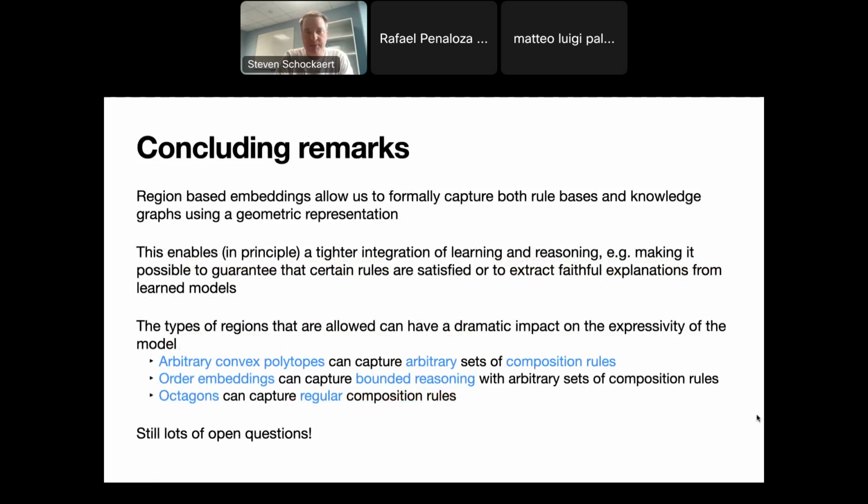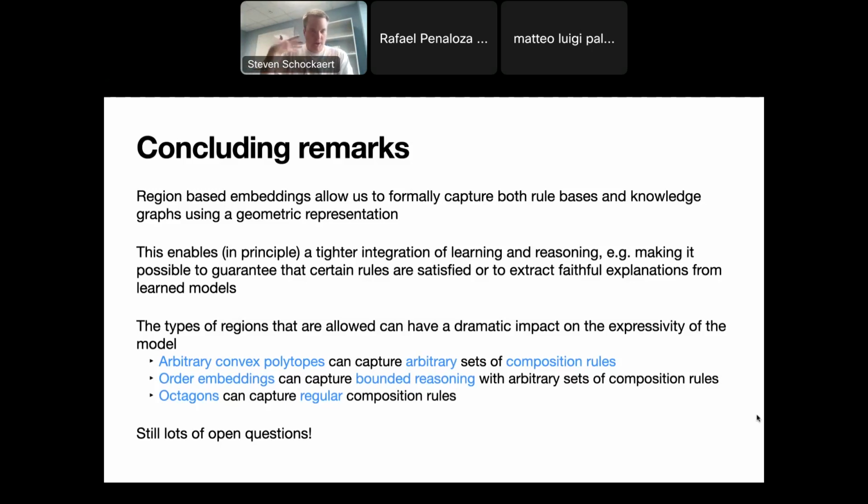All right, so that brings me to the end of the presentation. The topic I was talking about is region-based embeddings. The reason why we care about region-based embeddings is because we want to be able to formally capture both rule bases and knowledge graphs, and a lot of this is still open questions and future work. But the idea is that once we have a good mechanism for representing rules and knowledge in a framework that is easy to manipulate and easy to learn, we have this nice interface between symbolic knowledge and vector-based embeddings, and we can potentially do a lot more than what is possible with existing models.